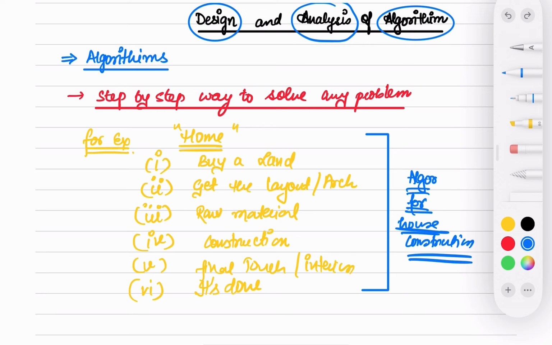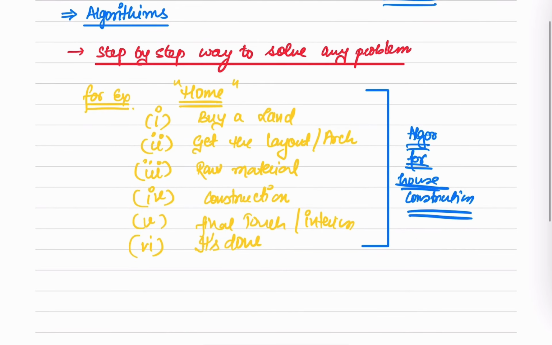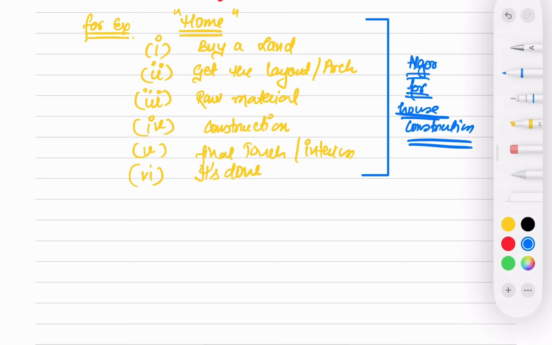Did you understand what this word algorithm means? Now you may be thinking that I gave a literally layman example. Let me give you one simple example. For example, you need to find the area of a triangle. Let's say, find the area of the triangle.